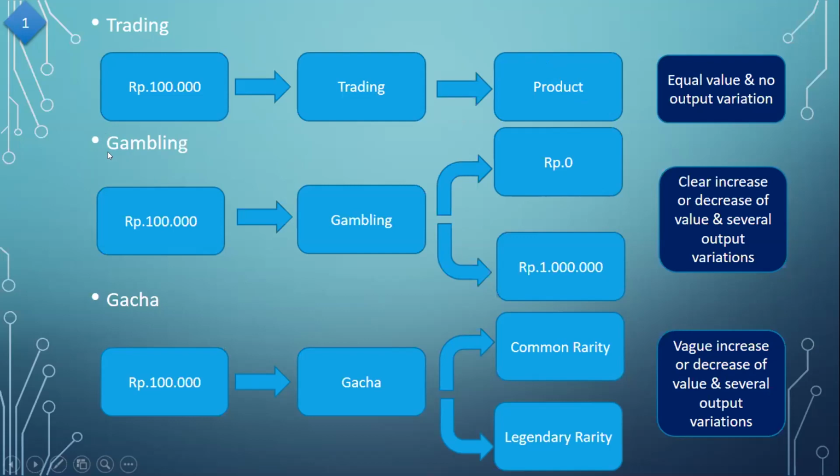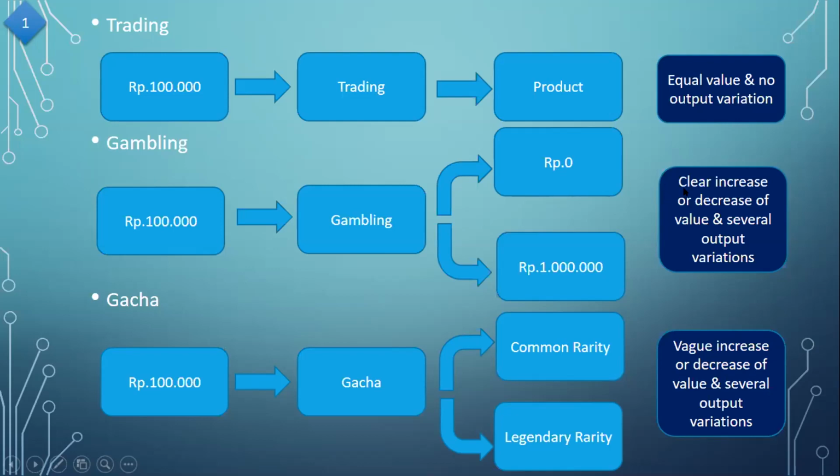The second one is gambling. There's an input same as before, 100,000 rupiah, and then you gamble, and there's output variation. There are usually more than two outcomes, but for this example I just take two to give an explanation. You either get 0 rupiah or you get 1 million rupiah. So there's a direct comparison with the input where you either gain money or lose money.